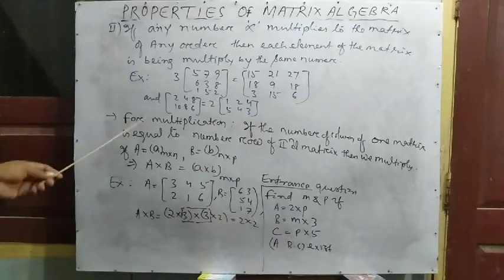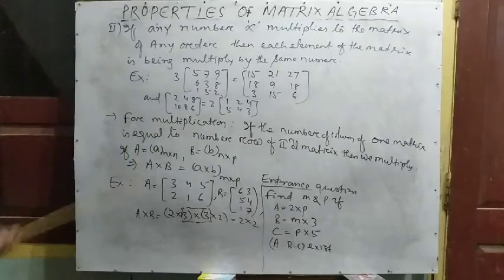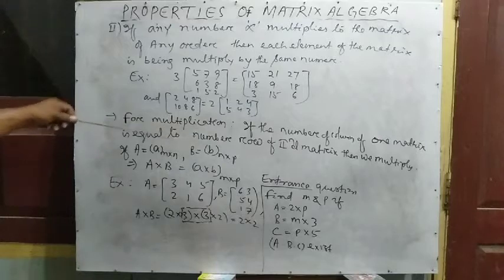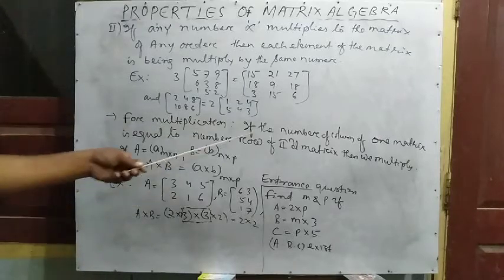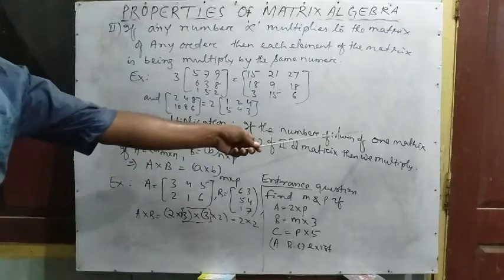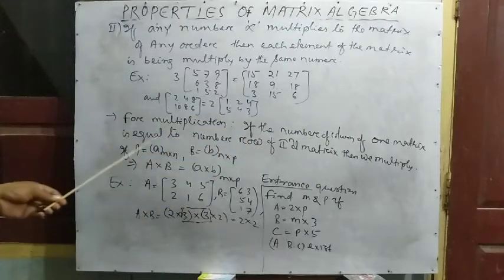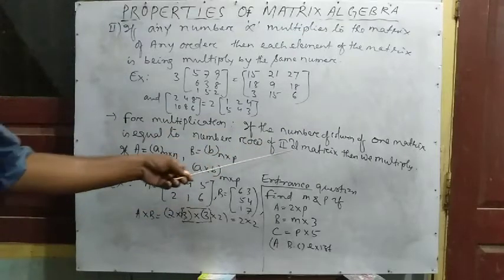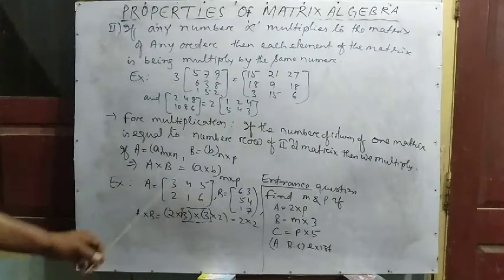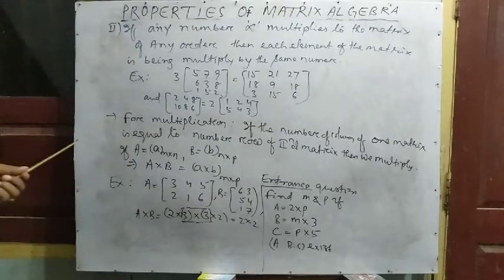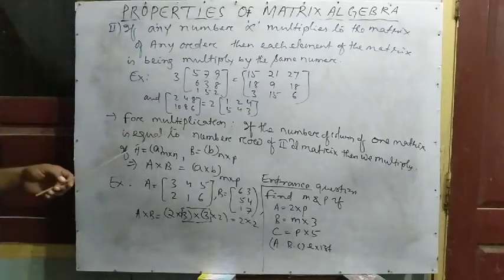Here we get the third property, for multiplication of matrices. If the number of columns of the first matrix is equal to the number of rows of the second matrix, then we can multiply. What is the condition? What are the conditions needed for multiplication?